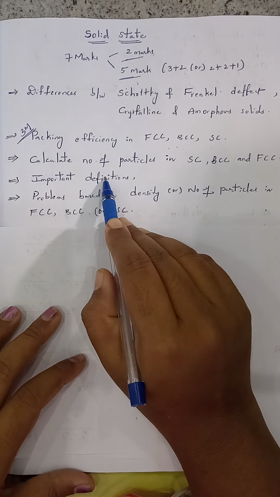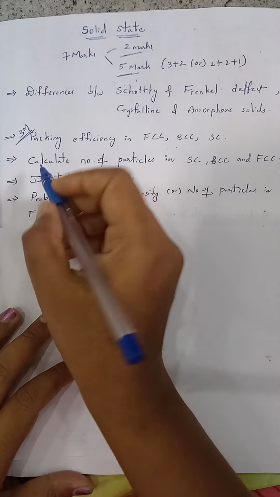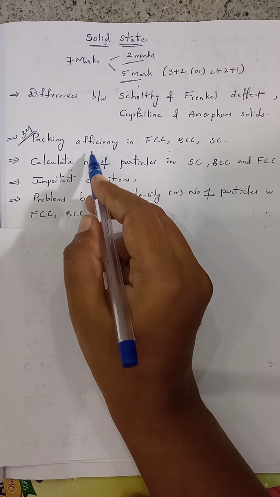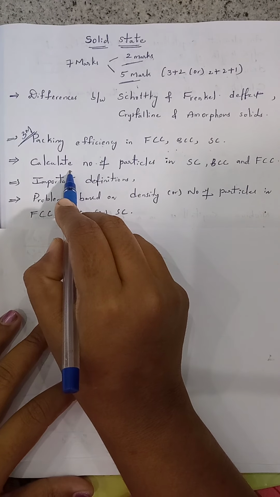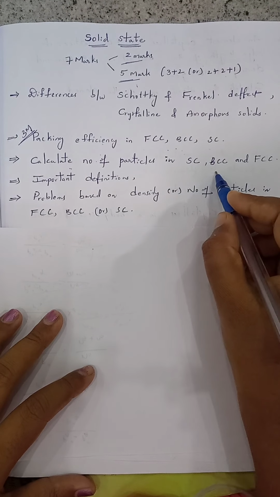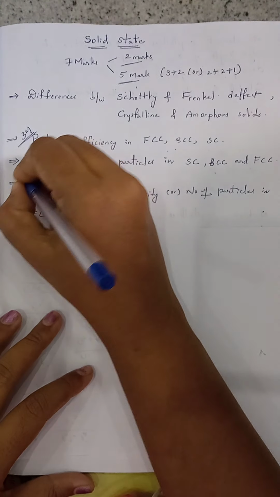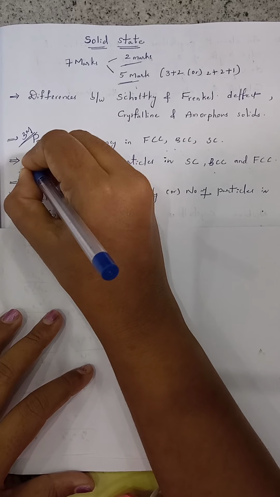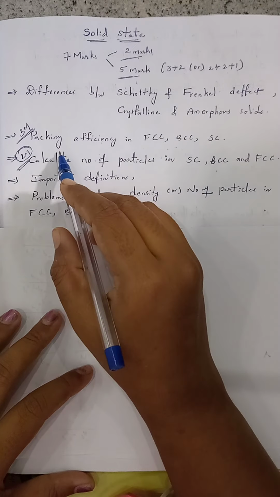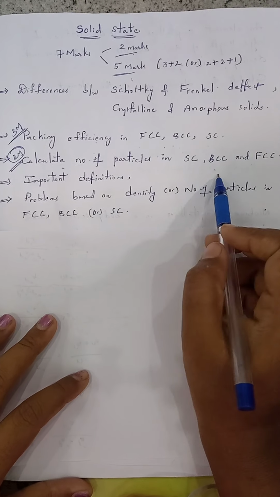Next, calculate the number of particles in SC, BCC and FCC. This is different from the previous question. There we need to find the packing efficiency, but here we want to calculate the number of particles in a simple cubic cell, body centered cubic cell and face centered cubic cell. This is very important for 2 marks. I already told you that from this chapter you will get one 2-mark question. Frequently they ask that 2-mark question by calculating the number of particles.